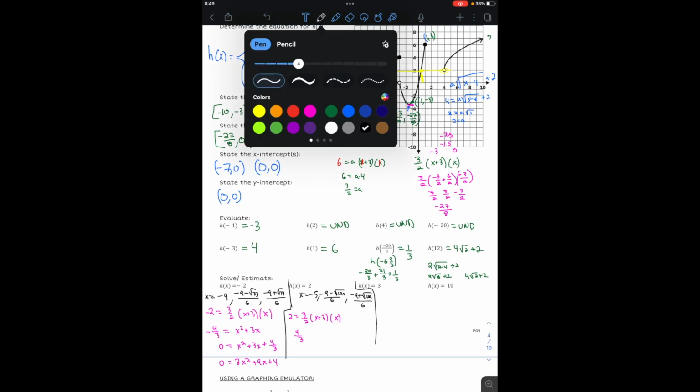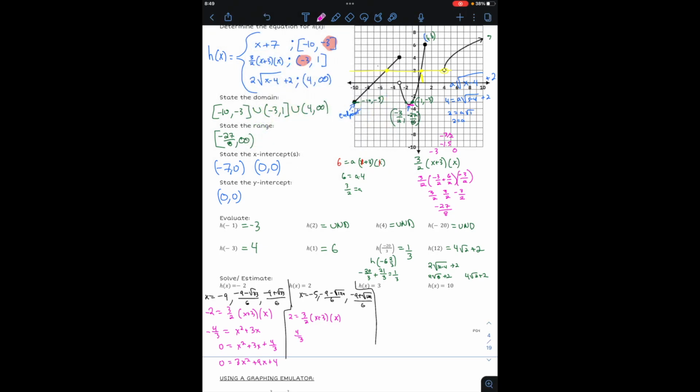Okay, I'll finish out the little math over here. So we get equals x squared plus 3x. 0 equals x squared plus 3x minus 4/3. And then 0 equals 3x squared plus 9x minus 4. Just what we had a second ago, multiplying by 3.